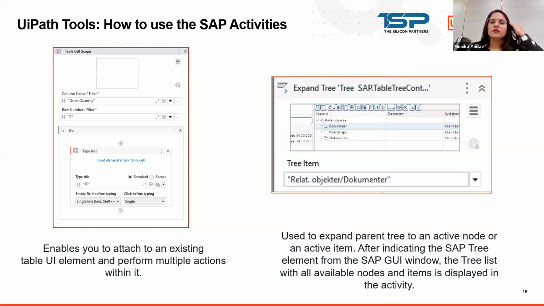Now, the next activity is the expand tree activity. So there are trees. Inside those trees, there are nodes. And if we want to select a particular node, while expanding that tree and using the click activity, it might cause the selectors to fail. So we can use this expand tree. And in this, what we have to do is basically give the parent tree. And in the drop down, we can select the specific nodes that we need the bot to select. And we are good to go.